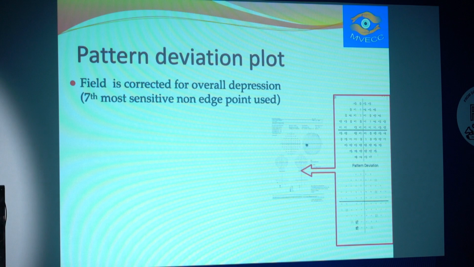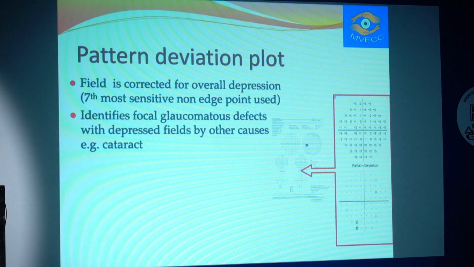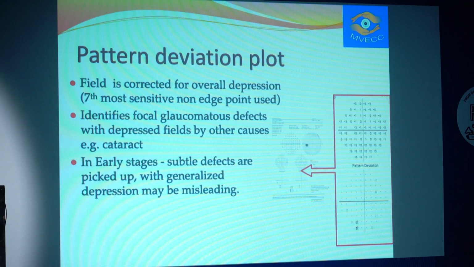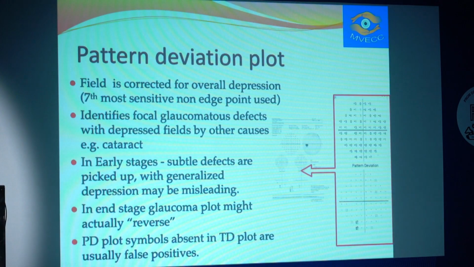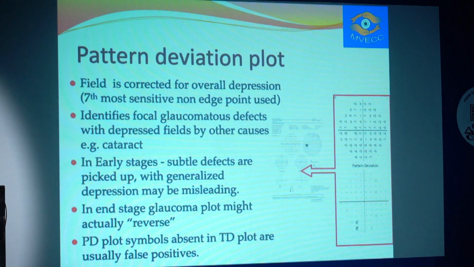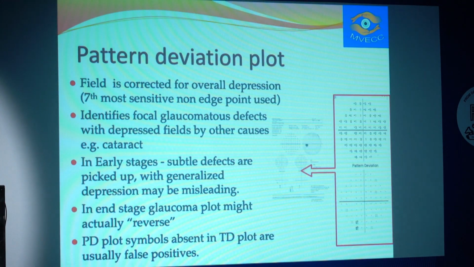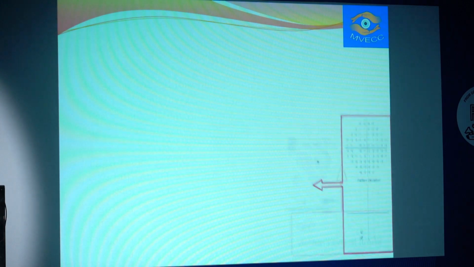What visual field does is it corrects all the points from the 7th most sensitive non-edge point, and it identifies the glaucomatous defects, that is the defects within the defects, as localized defects. So it removes the generalized depression because of cataract and age and brings out the glaucomatous visual field defects. So in early stages, there will be subtle defects which can be easily picked up, but in the advanced cases, it may be misleading. So in the end stage glaucoma, it can even be reversed. So all the symbols which are present in the pattern deviation but absent in the total deviation plot are usually false positives.